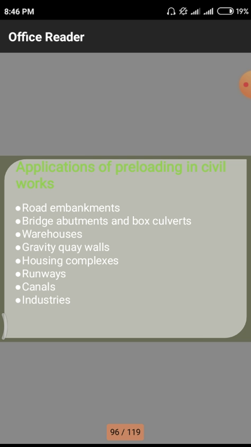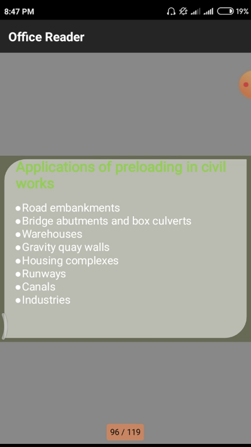Next one, gravity quay walls. Gravity quay walls are adopted in particular hilly regions. That means wherever roads are constructed along these hilly regions, there may be a chance of a huge amount of mass dropping down onto the particular tracks of the road. So to avoid those, we need to construct these gravity quay walls to counter those material slidings.